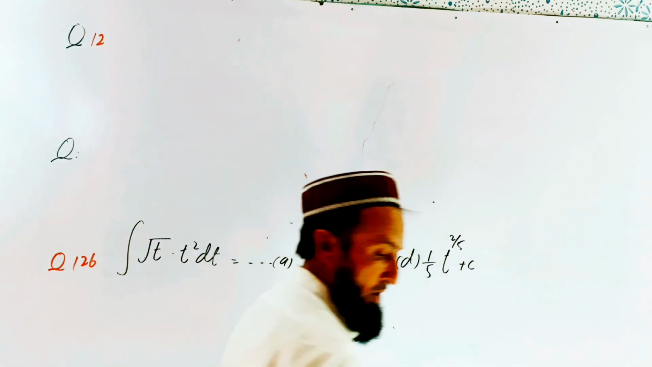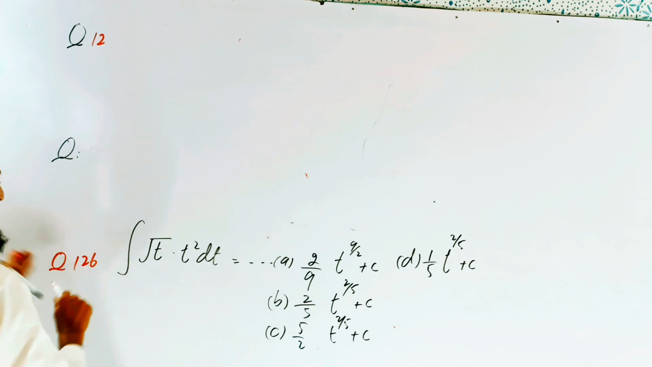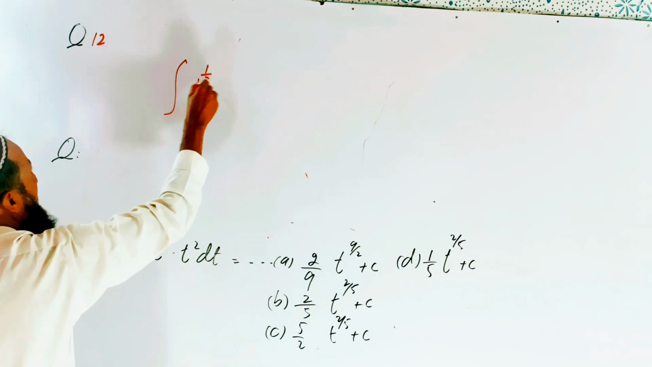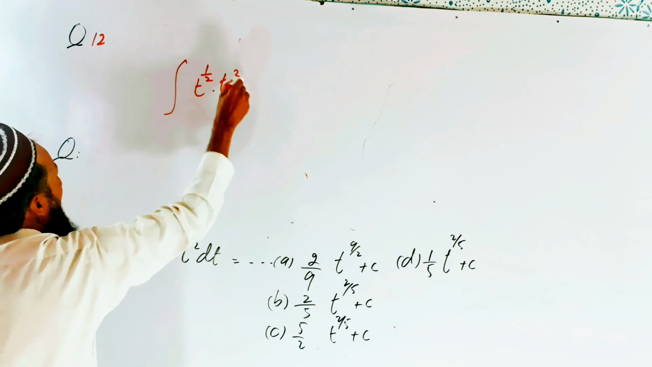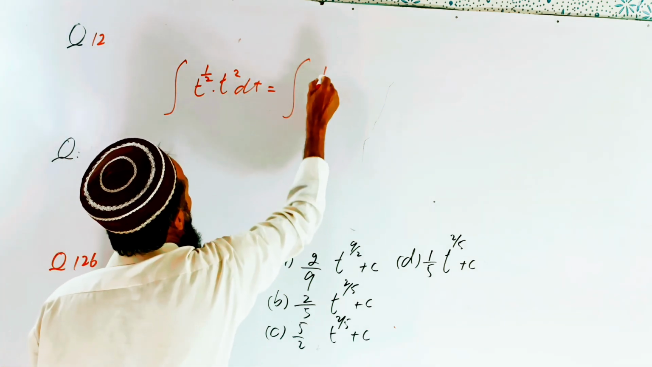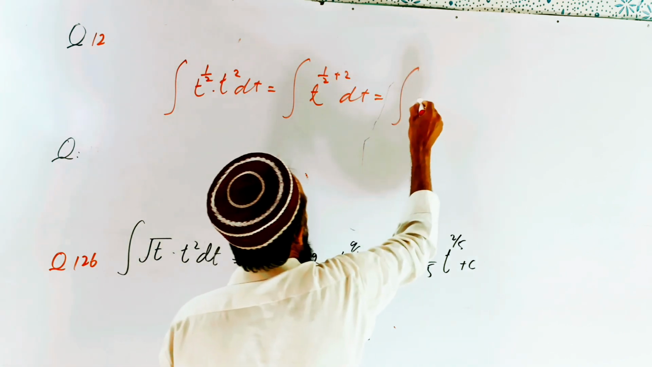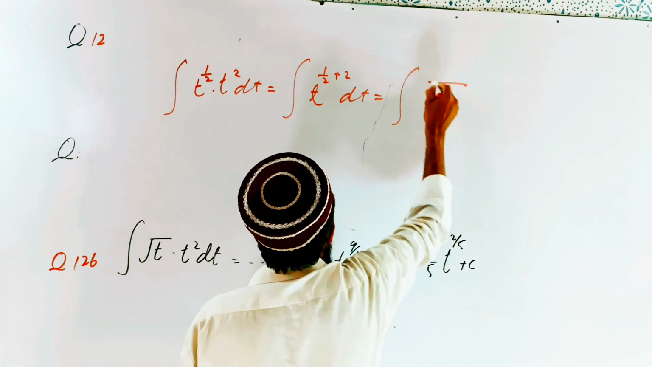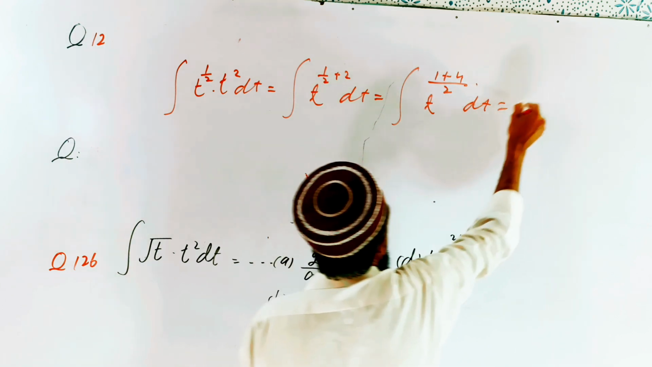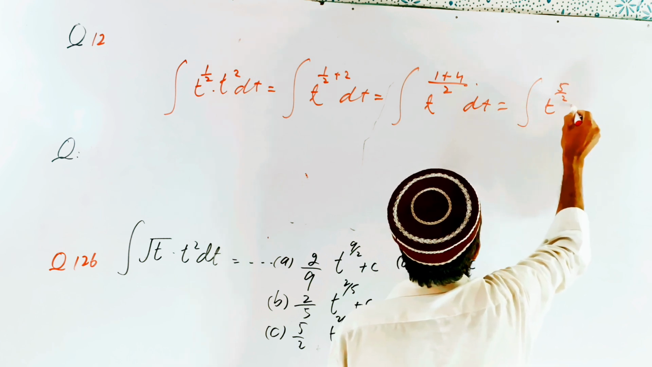Question number 126. First of all, we simplify this term. We require simplification of t under root, which we can write as t to the power 1 by 2 and t square dt. So bases are the same, so we add the powers, 1 by 2 plus 2. Taking 2 as the LCM, we can write 1 plus 4 by 2, so t to the power 5 by 2 dt.